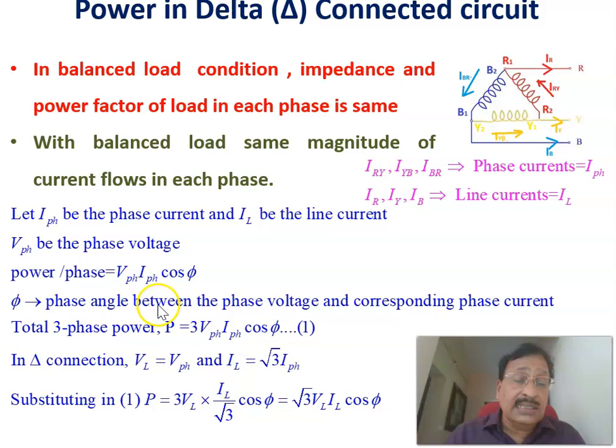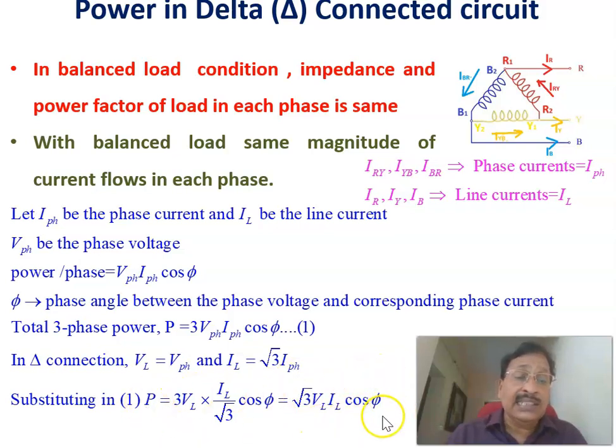The power per phase is V phase I phase cos phi. Therefore, the total power consumed by the 3 phases is equal to 3 times V phase I phase into cos phi. But in delta connection, we have derived that V phase equals V line, or the line voltage is the same as the phase voltage. Therefore, VL equals V phase and IL equals root 3 times I phase. Substituting here, we get 3 into VL into IL by root 3 into cos phi, or root 3 VL IL cos phi.